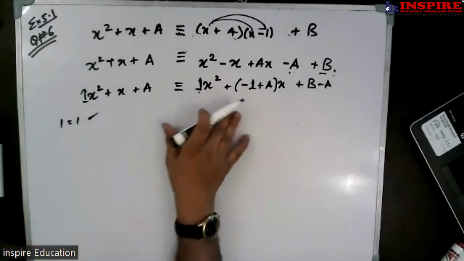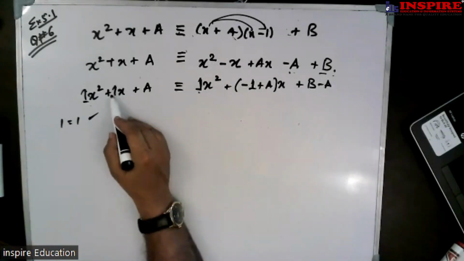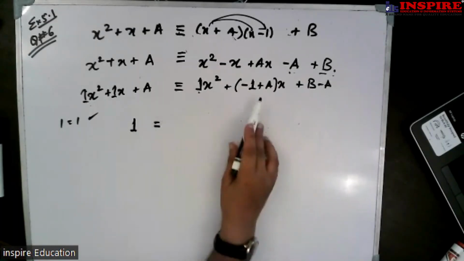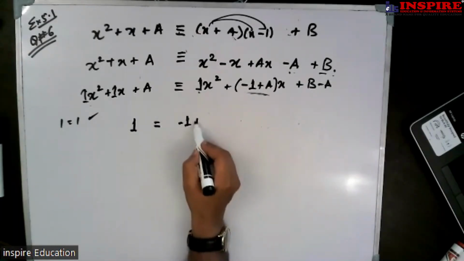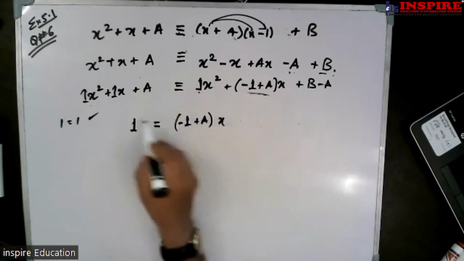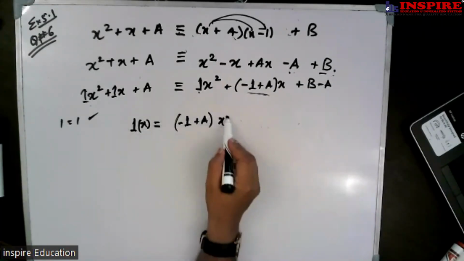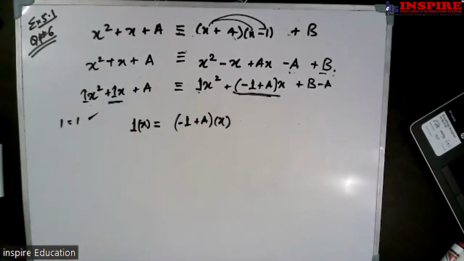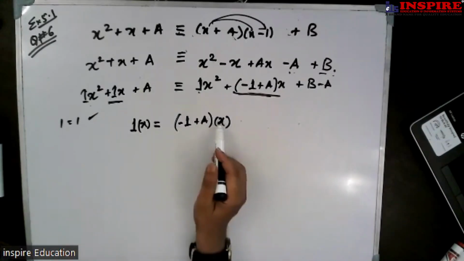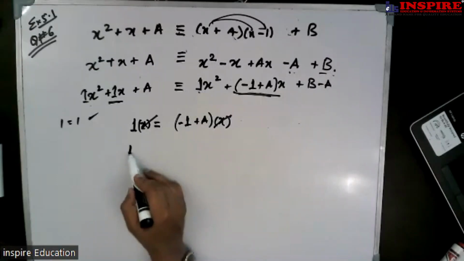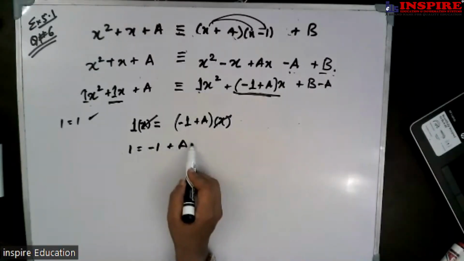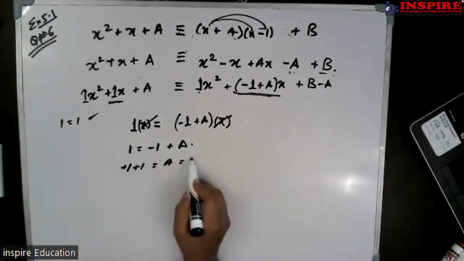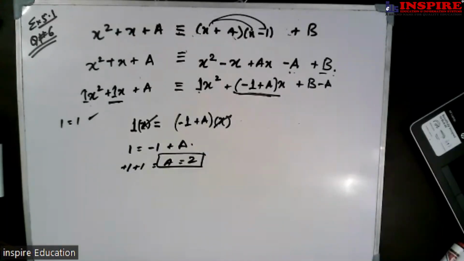Identity means they must be the same thing. Then I look at this guy. This x is a 1x. So I do a 1 here. And I look at this minus 1 plus a times of x. Is this equal to this? Yes. Leaving us with the notion that 1 is equal to minus 1 plus a, this goes here, 1 plus 1 is equal to a, and a turns out to be equal to 2. Mushkil?